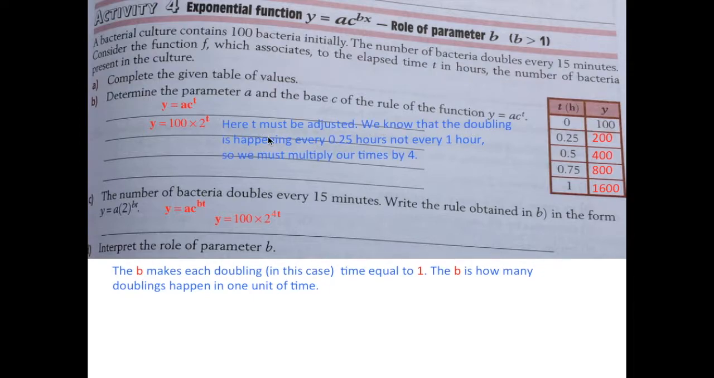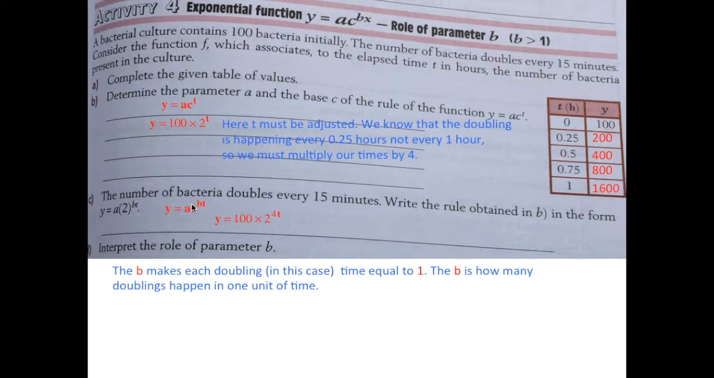We know that the doubling is happening every 0.25 hours, not every 1 hour. So we multiply our times by 4. Here you'd have to do the same thing. You would have to just multiply whatever your time is by 4. So if it was an hour, we'd have to realize that's 4 15-minute periods. So the t is going to be 4 in that case, or 4 times t. So if we knew we were going to be running the experiment for 5 hours, that's 15 minutes is going to finish that 20 times, so our time becomes 20.